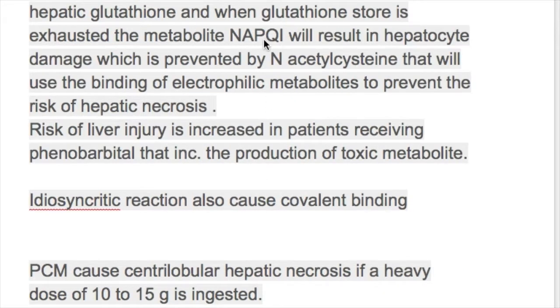It is important to note that NAPQI causes liver cell damage only when glutathione reserves are depleted completely. The risk of liver injury is increased in patients receiving phenobarbital, which increases the production of toxic metabolite. An idiosyncratic reaction, which is not dose related, may also cause covalent binding and toxicity.